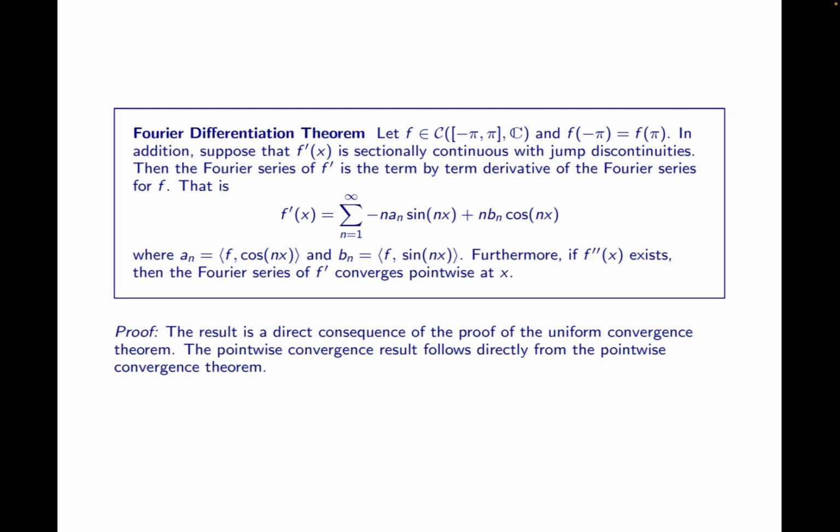Now, the proof actually follows directly from the proof of the uniform convergence theorem. In fact, we use the Fourier series of the derivative to prove the uniform convergence theorem. The pointwise convergence result follows directly from, you'll never guess, or maybe you would, the pointwise convergence theorem. So it's a direct consequence of our two convergence theorems. Let's take a look at an example.